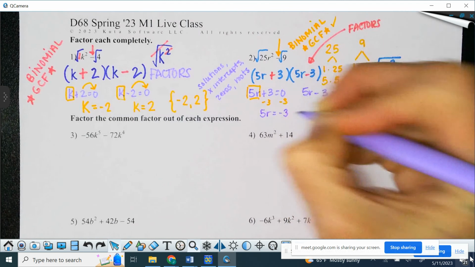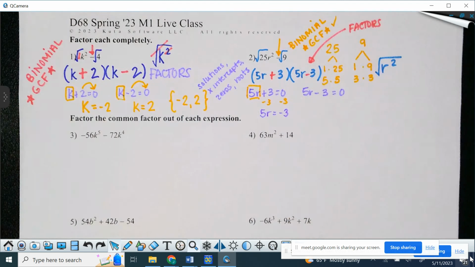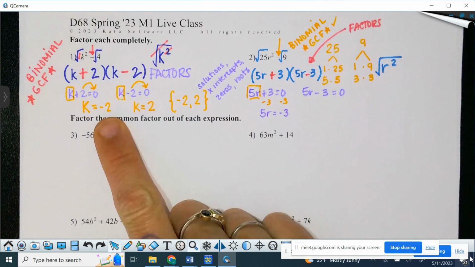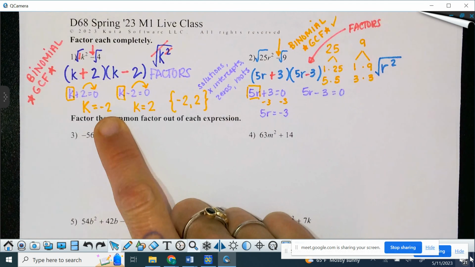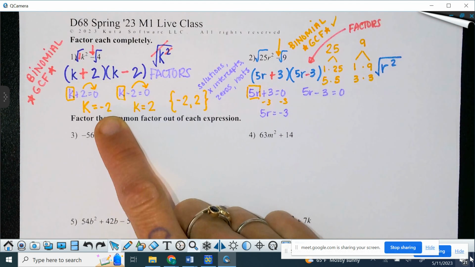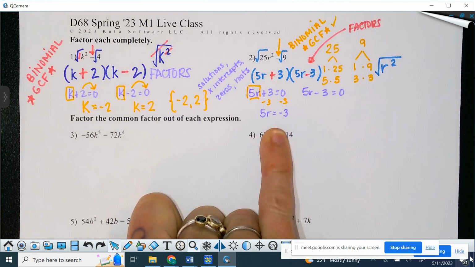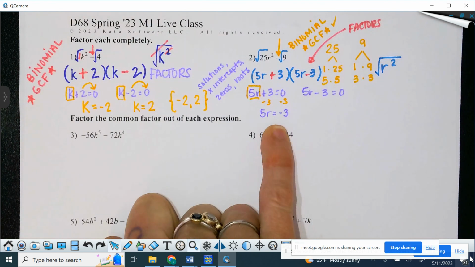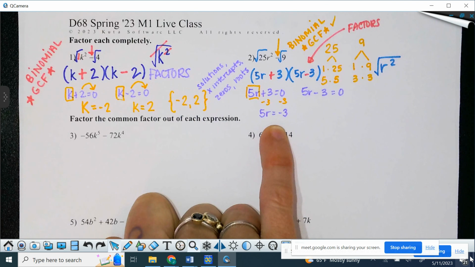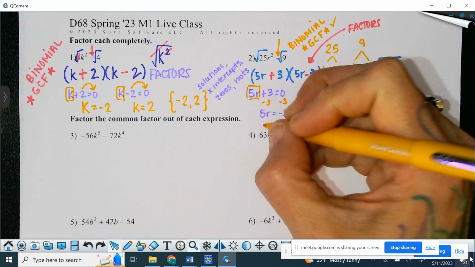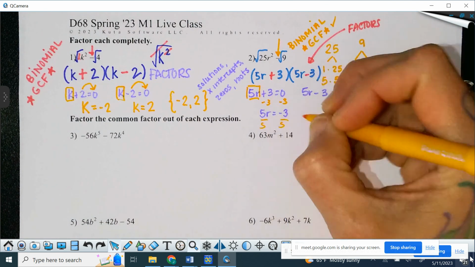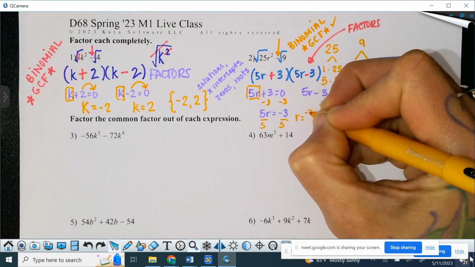Now, a lot of students get too comfortable with solving these kind when a is 1, especially in Math 1, because you see more of those. We do more of those. We're not done yet. R is not by itself. So what would I do next to get r by itself when the 5r equals negative 3? Divide by 5. Good. Divide by 5, divide by 5. So r equals a negative 3 over 5.